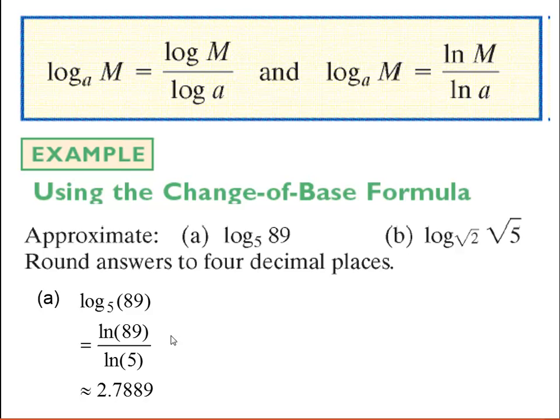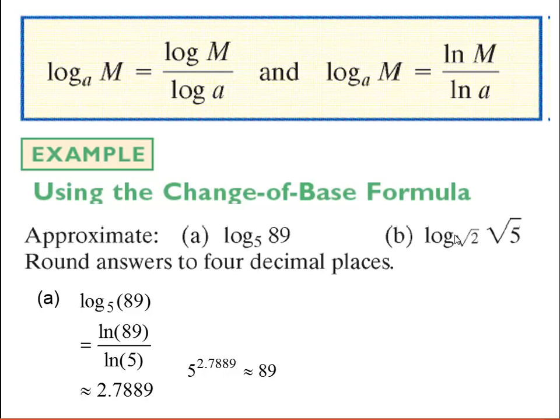Right? And again, the more decimal accuracy I keep, the better my approximation. In this case, I kept 4 decimal places. So 5 raised to the power of 2.7889 is going to give me about 89. It's going to get me pretty close.